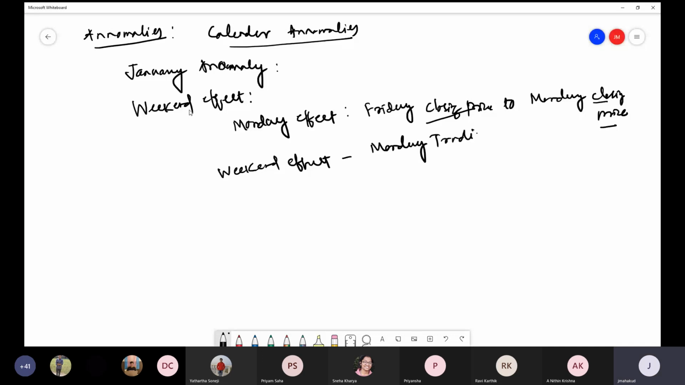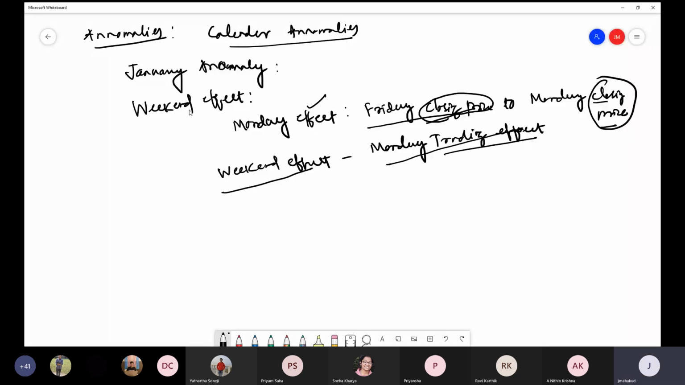Whenever you are comparing the price of the Friday closing to Monday closing, we are trying to measure the Monday effect. But the Monday effect is decomposed into two parts. One is your weekend effect, other one is the Monday trading effect. So what do you mean by this weekend effect? The weekend effect is basically Friday closing price to Monday open price.